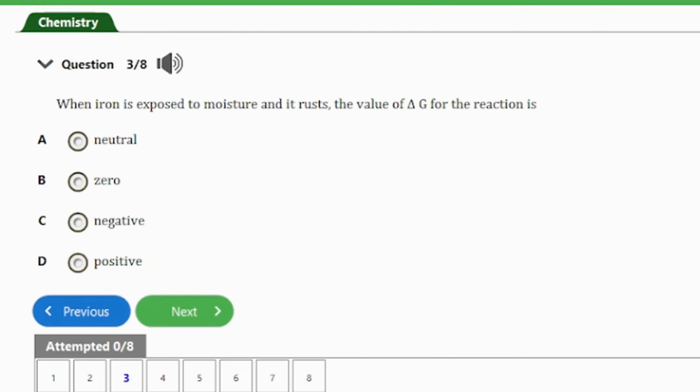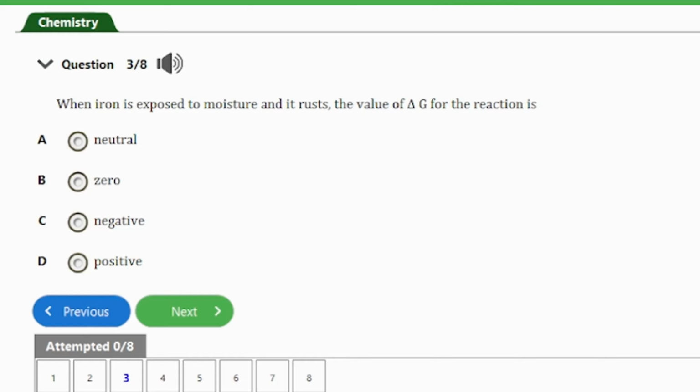The next question is question number 3. It says, when iron is exposed to moisture and it rusts, the value of delta G for the reaction is A, neutral, B, 0, C, negative, D, positive. So guys, the answer to this question is option C here, and that's negative.